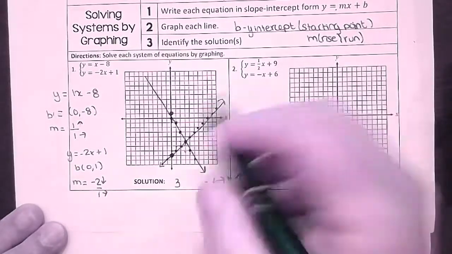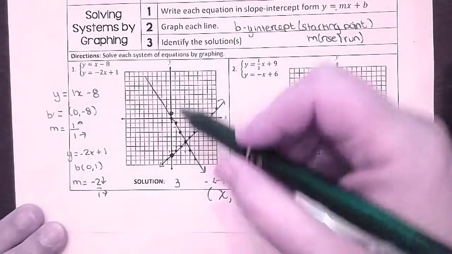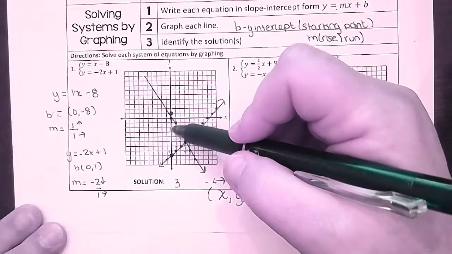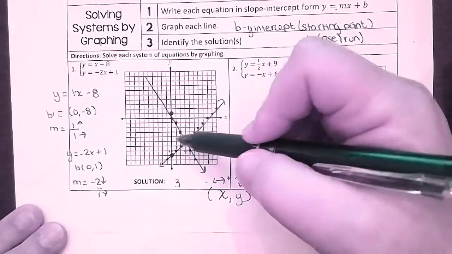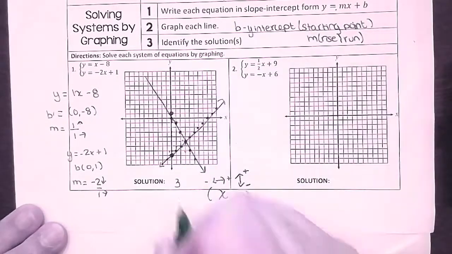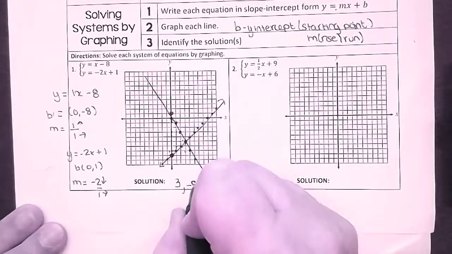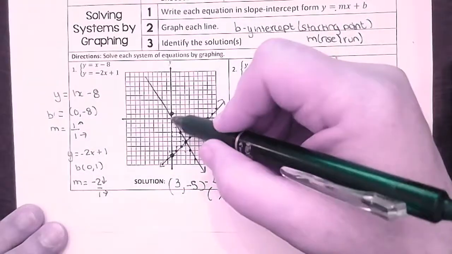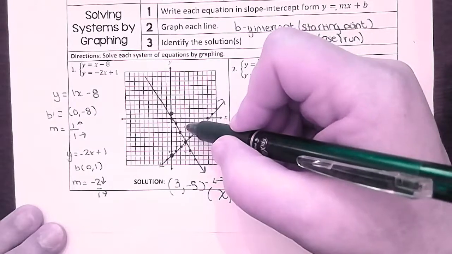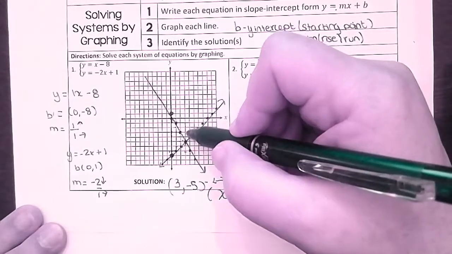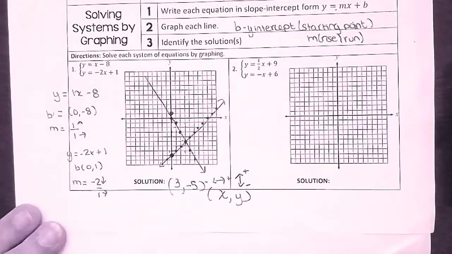So I went down here. That is 1, 2, 3, 4, 5, right? So this point is 3, negative 5. Because I would go from the origin, I would go over 3 and down 5. 1, 2, 3, 4, 5. Okay, just as a review.